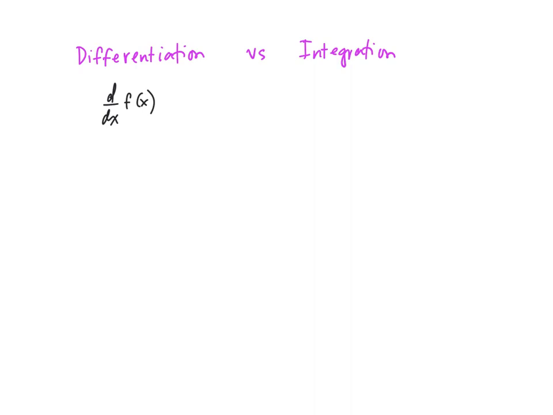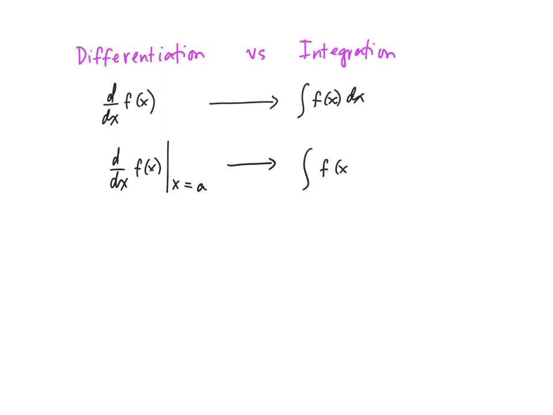In integration, the sort of equivalent of d dx of f of x is your integral of f of x dx. And we also have sort of an equivalent to this notation. And it looks like this. We read it as the integral of f of x dx from a to b, or the integral of f of x with respect to x from a to b.